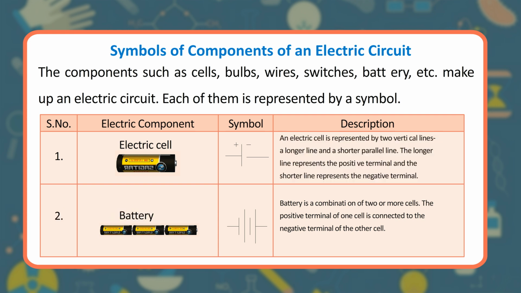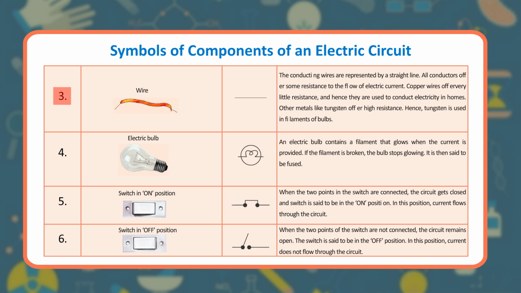2. Battery. Battery is a combination of two or more cells. The positive terminal of one cell is connected to the negative terminal of the other cell. 3. Wire. The conducting wires are represented by a straight line. All conductors offer some resistance to the flow of electric current. Copper wires offer very little resistance, and hence they are used to conduct electricity in homes. Other metals like tungsten offer high resistance. Hence, tungsten is used in filaments of bulbs.